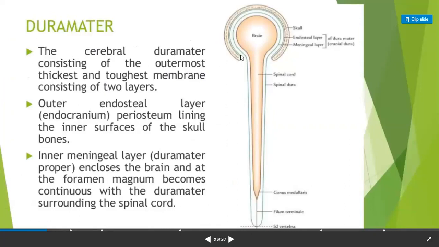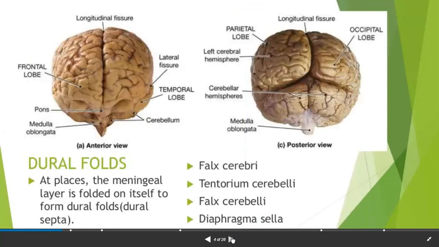It is the outermost, toughest and thickest membrane. The outermost layer is the endosteal layer, which is just below the periosteum, lining the inner surface of the skull bone. This is the endosteal layer, and the inner meningeal layer is actually the dura mater proper enclosing the brain, and at the foramen magnum it becomes continuous with the dura mater covering the spinal cord. The meningeal layer covers the spinal cord as well.